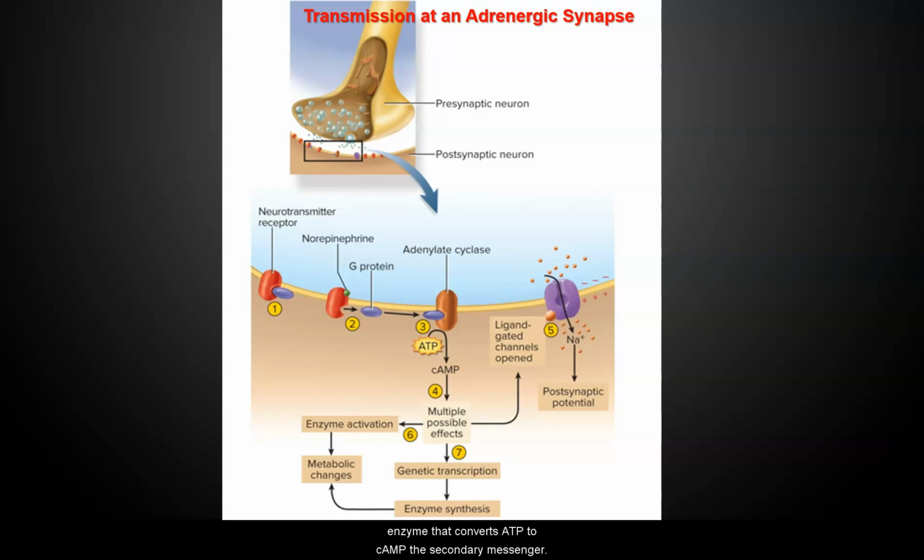That G protein then binds to adenylate cyclase, which is an enzyme that converts ATP to cyclic AMP, the secondary messenger. Cyclic AMP then can induce several different changes within the cell, and then 5 through 7 show the possible different outcomes. Number 5 shows potential depolarization.